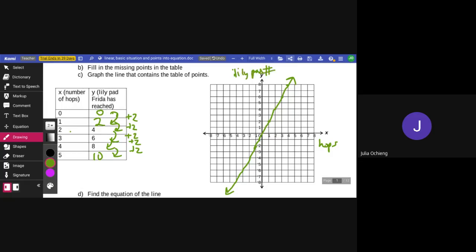So we can see that at hop number 2, for example, she's on lily pad number 4 according to this graph, according to that point right there. All right.